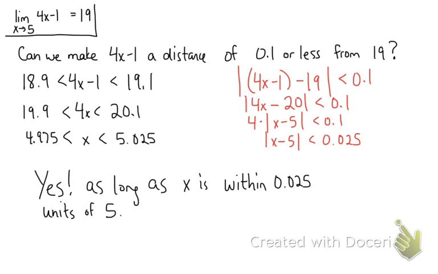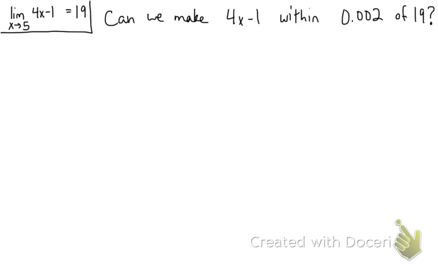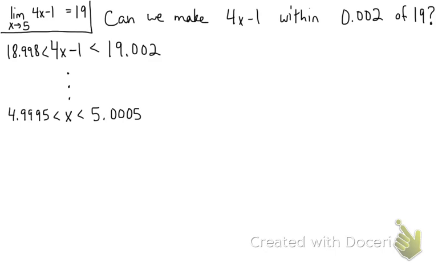Okay, but so 4x − 1 is within 0.1 of 19. Can I make it even closer to 19? For example, still thinking about the same limit, can we make that function be within 0.002 of 19 instead of 0.1? That's a much, much tinier distance. Well, exactly the same procedure. Think about where 4x − 1 would need to be for that to be true, in between 19 + 0.002 and 19 − 0.002. Do some algebra, and we get that x has to be between 4.9995 and 5.0005. Which is perfectly fine. That is telling me how far away x can get from 5.